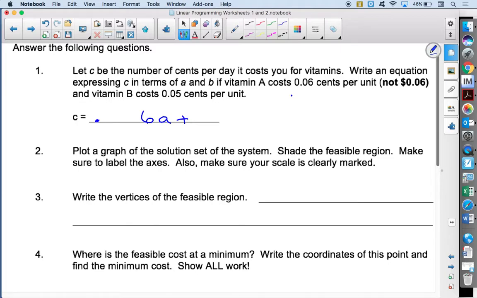So if it was 0.6 cents, then it would be 0.006. Because 6 cents is 0.06, so 0.6 would be 0.006, so 0.06 would have 3 zeros. I know that's weird. One more.